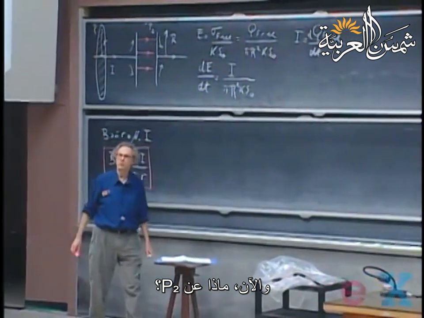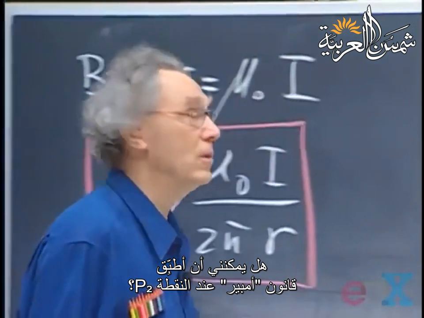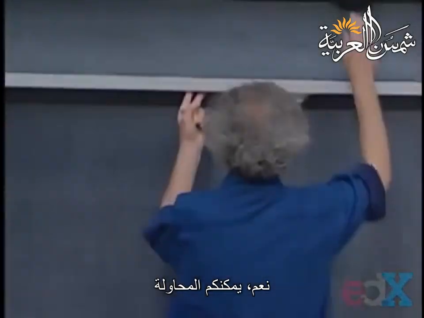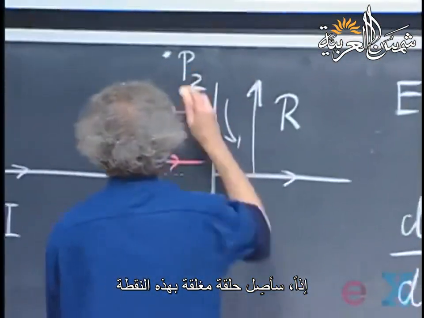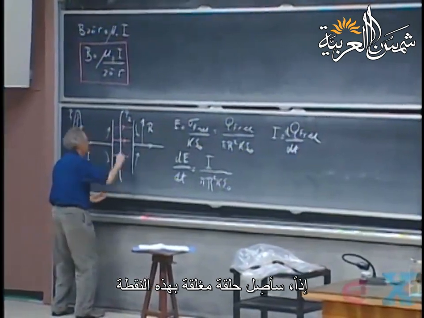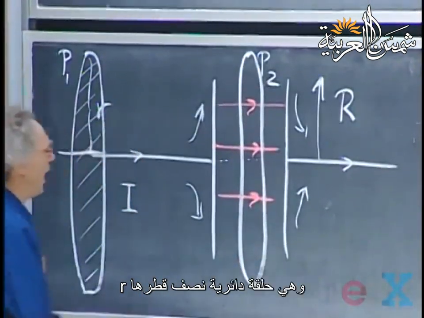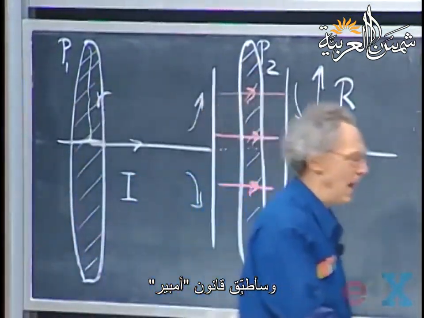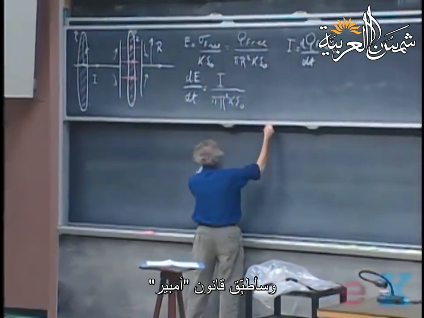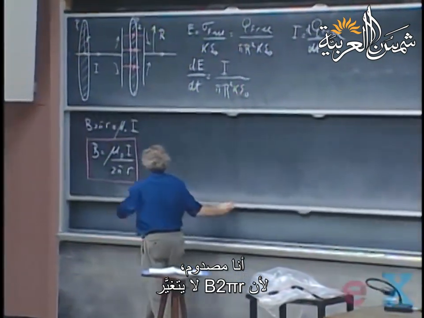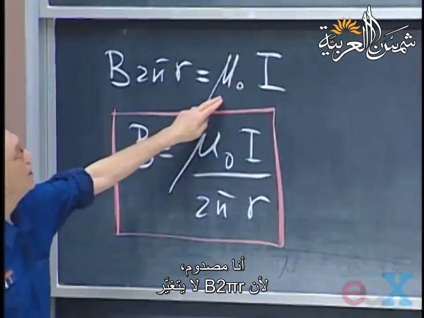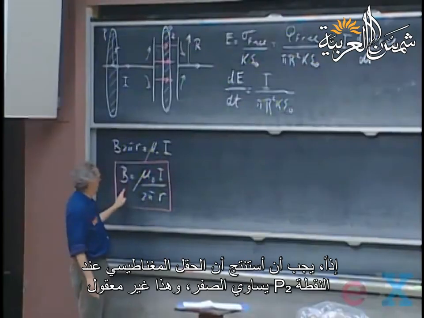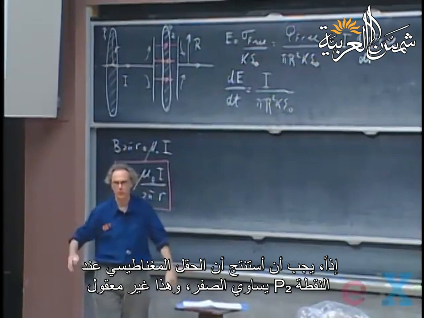Now I wonder about P2. Can I apply Ampere's law for point P2? Well, yeah, you can try. So now I attach a closed loop to this point. Circle, again, radius little r, and I use this flat surface, and I apply Ampere's law. Well, I'm in for a shock. Because B times 2 pi r is not changing, but there is no current that penetrates that surface. And so I is 0, and so I have to conclude that the magnetic field at point P2 is 0, which is absurd. Couldn't be.